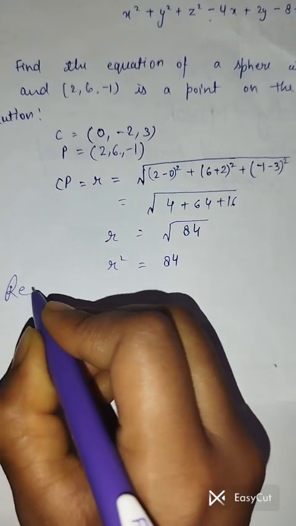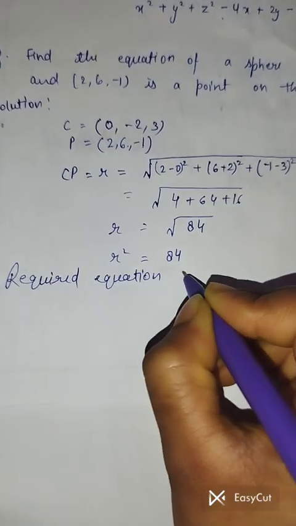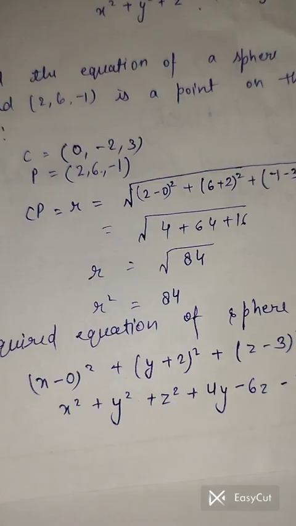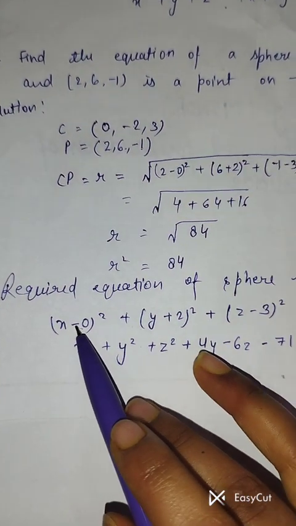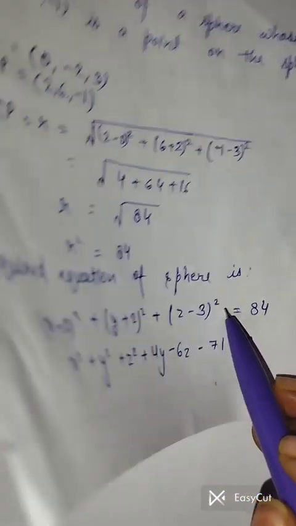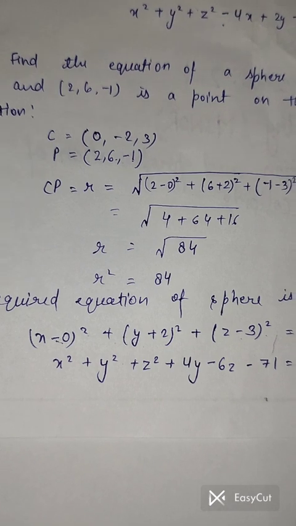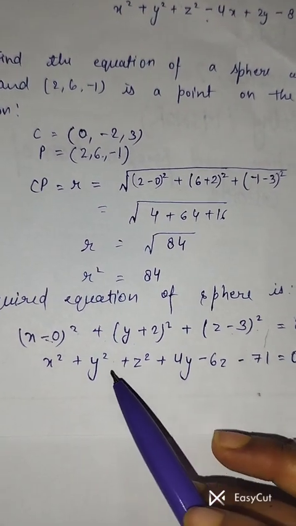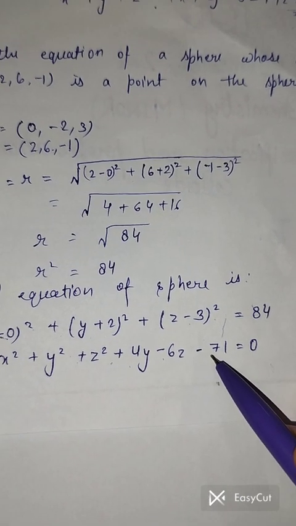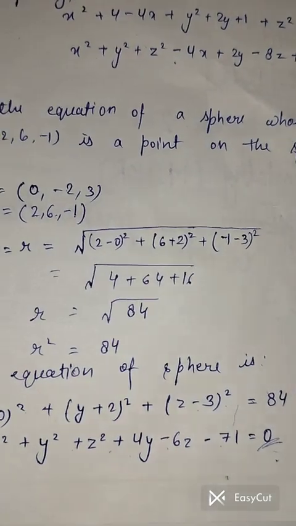So our required equation of sphere is x minus 0 whole square plus y plus 2 whole square plus z minus 3 whole square equals 84. By solving this equation, we will get our final required equation of a sphere, that is x square plus y square plus z square plus 4y minus 6z minus 71 is equal to 0. This is our final required equation of the sphere.